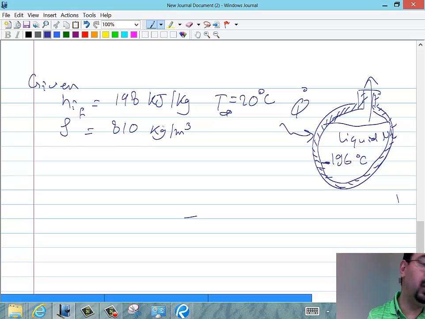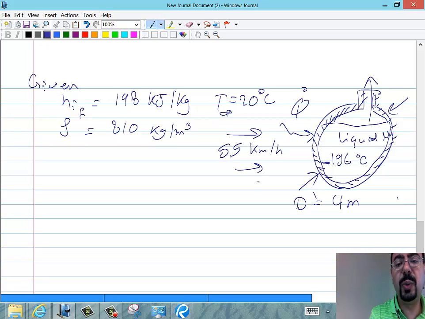And consider a 4 meter diameter spherical tank. So this tank is 4 meters. That's the diameter. And it was initially filled with liquid nitrogen. The tank is exposed to 20-degree ambient air and 55 kilometer per hour wind. So the wind is basically blowing that air on the sphere. All right.